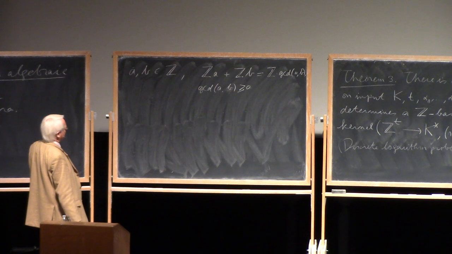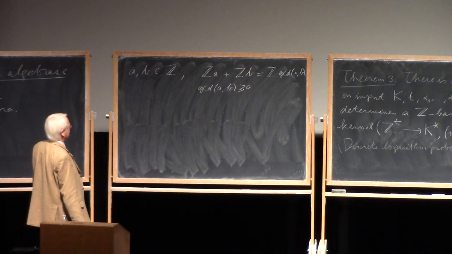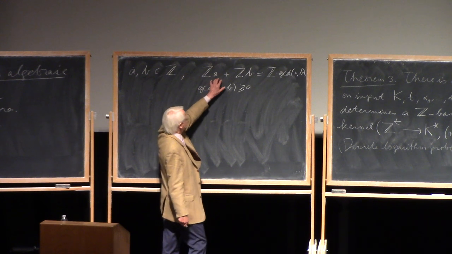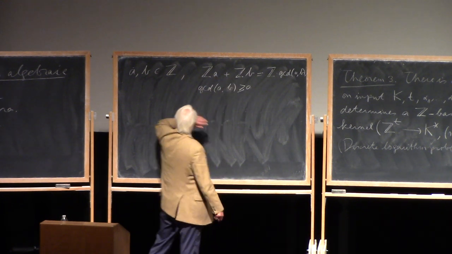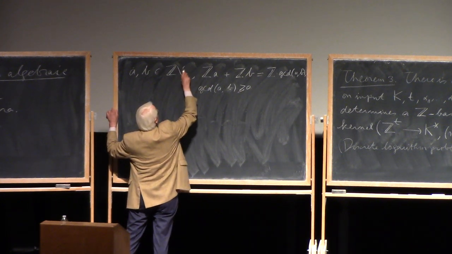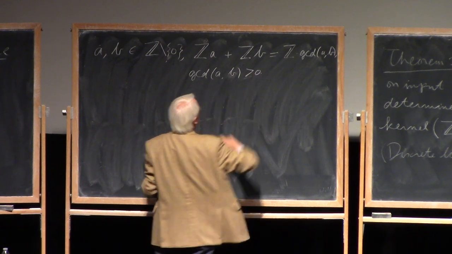And there is a quick algorithm for determining it, and that consists simply of looking at the smallest positive element that you know in this subgroup. Let me exclude now the case that A and B are zero. So let's say that this GCD will be positive.